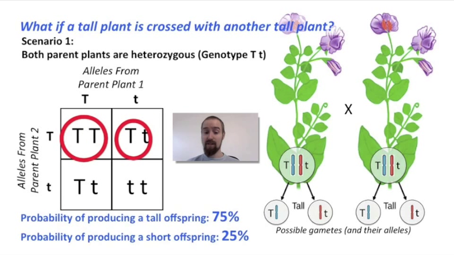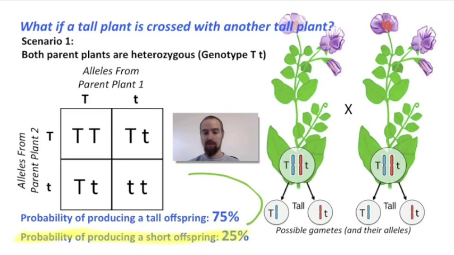Since 3 out of the 4 possible combinations have at least one dominant tall allele, that means that there is a 75% chance that any given seed produced by this cross will grow into a tall individual, and a 25% chance that a seed will grow into a short individual. Likewise, if we planted 100 seeds produced by 100 crosses, we might predict that roughly 75 of them will grow up to be tall, and roughly 25 of them will grow up to be short.